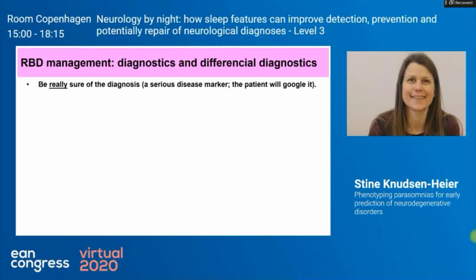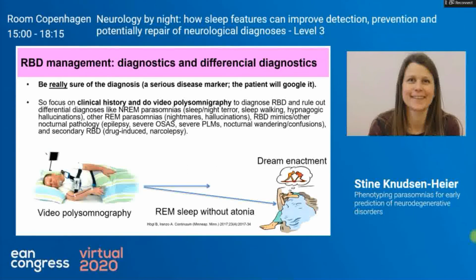So moving on to RBD management. Well, first of all, it's important to be really, really sure of the diagnosis, because this is a really serious disease or disease marker, and you can be sure that the patient will Google this. So really focus on the clinical history and do the video polysomnography, both to diagnose RBD, but also to rule out differential diagnoses.